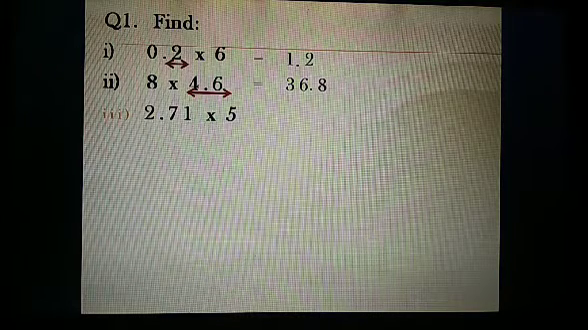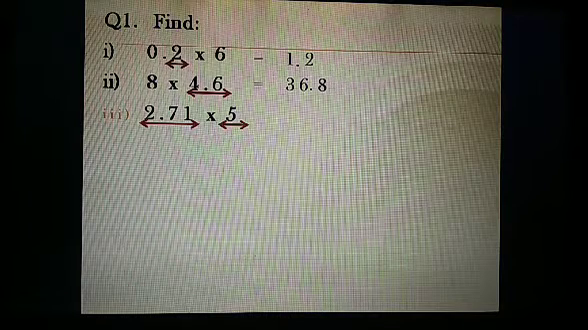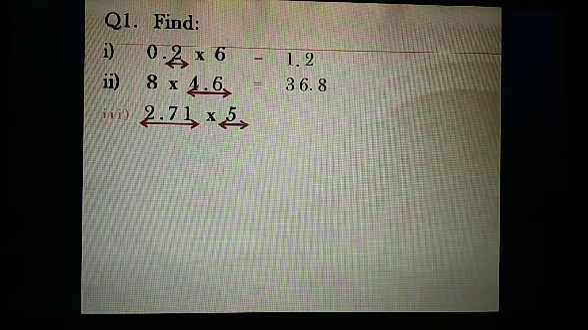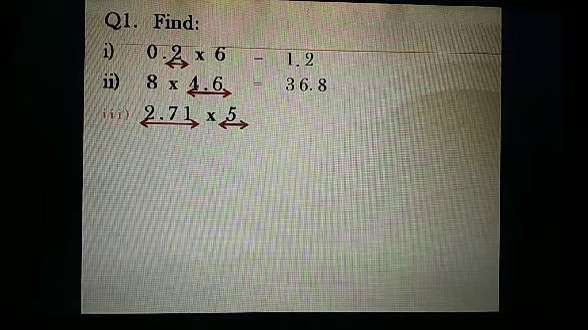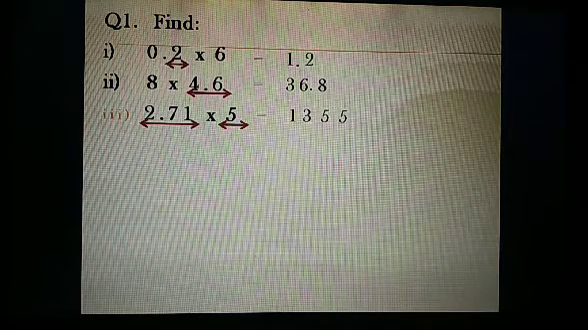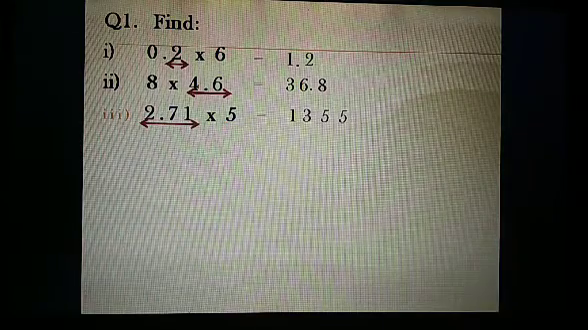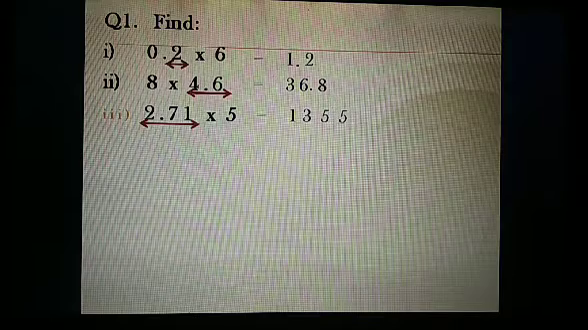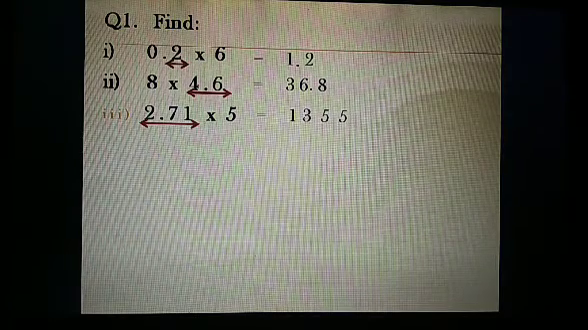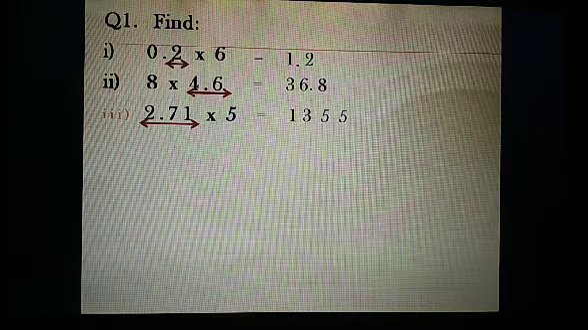Moving to the next one. Again multiply 271, take it as a number and multiply it by 5. What will you get? It's 1355. Again, which number is a decimal here? The first one. And how many digits are there in the decimal part? 2. So in this case, from right, you will put a dot after 2 digits.